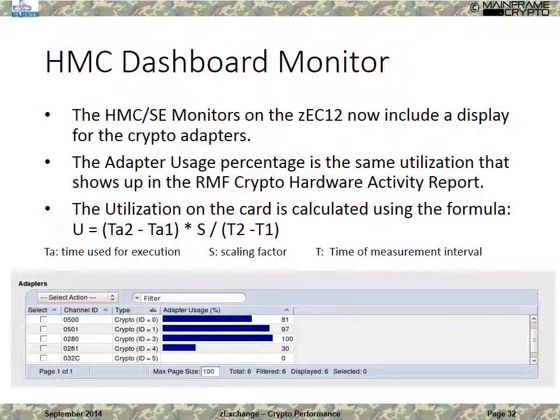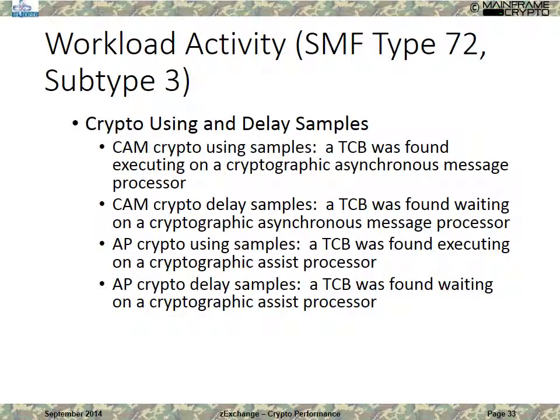On slide 33, there are some other crypto fields in some of the RMF data, specifically the workload activity report. The type 72 subtype 3 has some sample numbers, so it will go in periodically and look at the length of queues and give you some information back about the length of the queues.